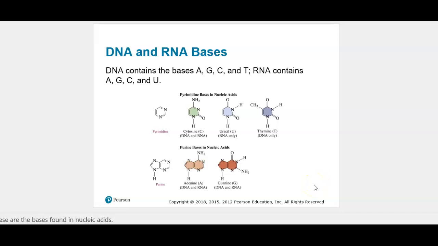Now, that's the pyrimidine bases. In DNA, you have cytosine and you have thymine. In RNA, you have cytosine and you have uracil. Those are the bases that are used in the nucleotides, and we'll go on. We'll be building these things up as we go along.